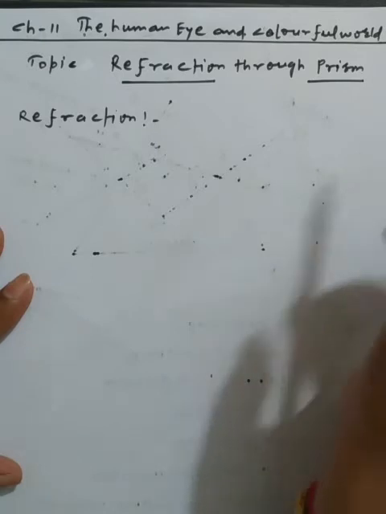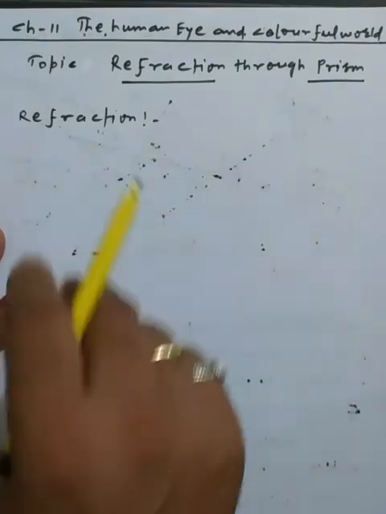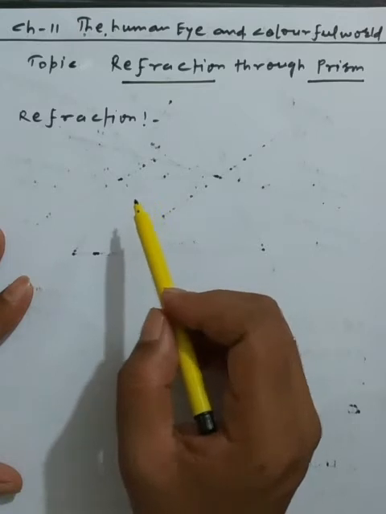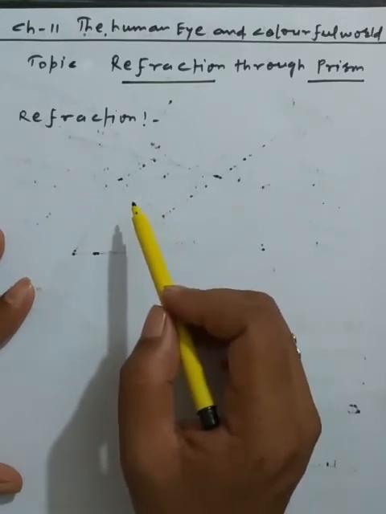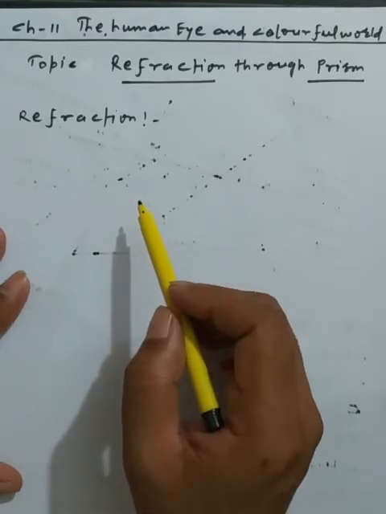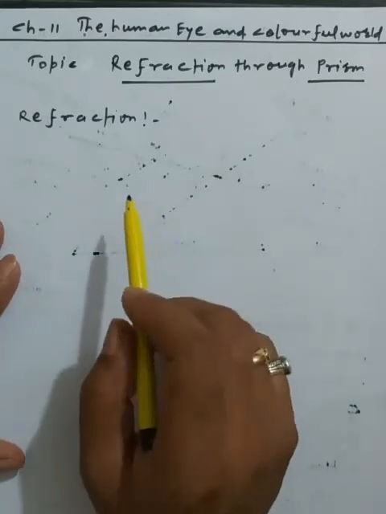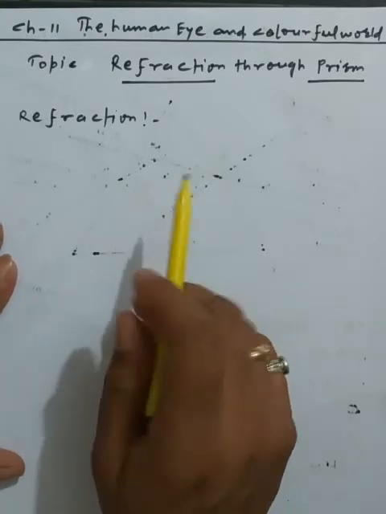Already we have discussed refraction, and simply the meaning of refraction is that a ray is moving from one optical medium to another optical medium. So it bends toward the normal or away from the normal, or deviates from its path. This is the basic meaning of refraction, and we will use the concept of refraction as we are tracing the diagram for the prism.